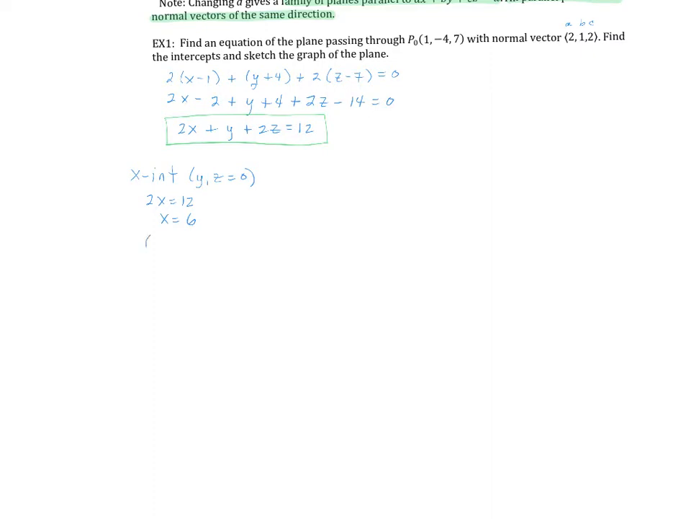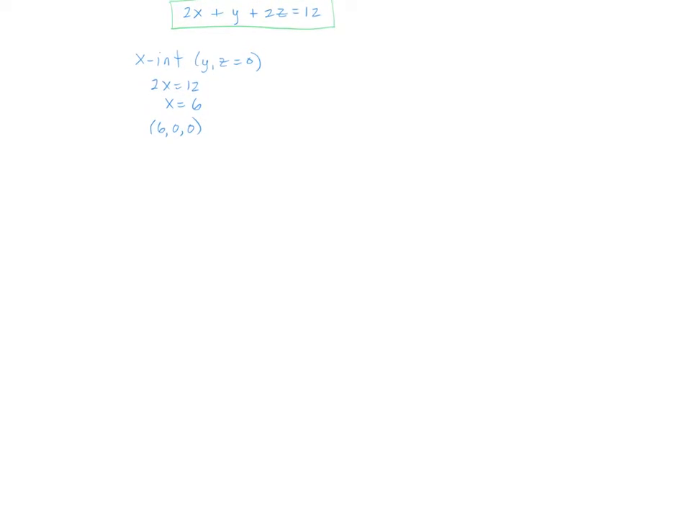So that means the x-intercept is the point 6, 0, 0. Our y-intercept happens when x and z are 0, which means y is equal to 12 in our equation. So we have the point 0, 12, 0. And then finally the z-intercept, that's when x and y are 0. So we get z is equal to 6. The point would be 0, 0, 6.